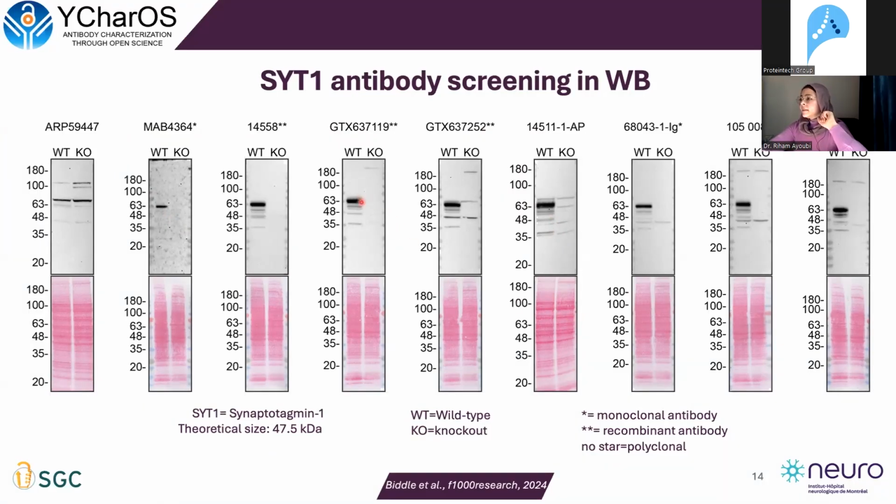Any signal that's detected in the wild-type sample but disappears in the knockout is considered a signal corresponding to the target protein, in this case, synaptotagmin-1. However, a signal that appears in both wild-type and knockout cells does not correspond to the protein.